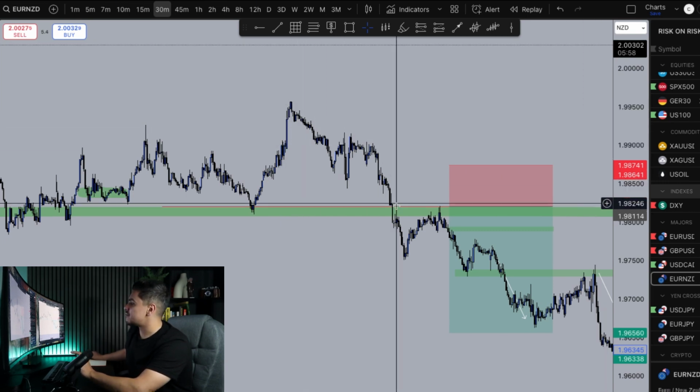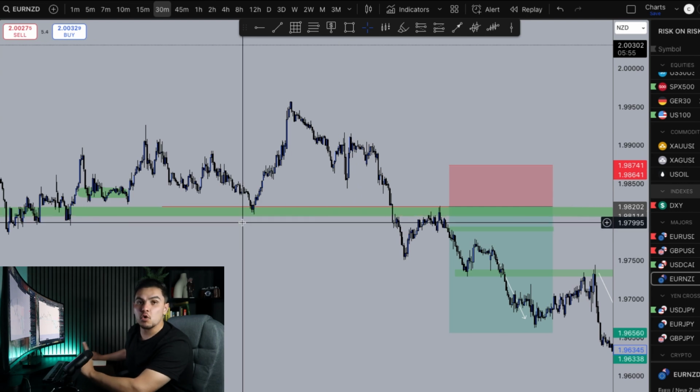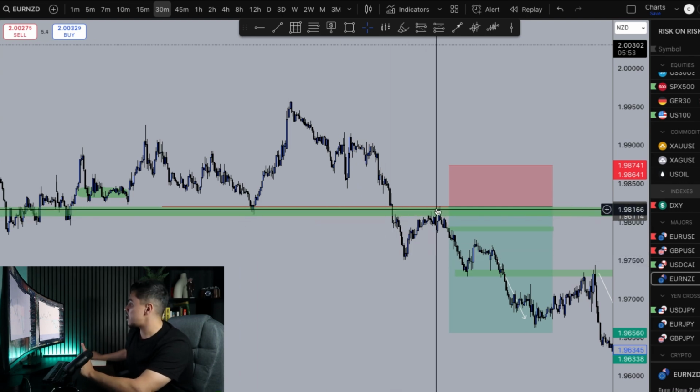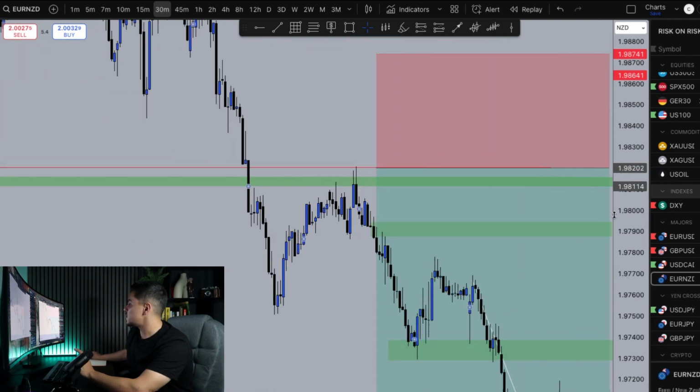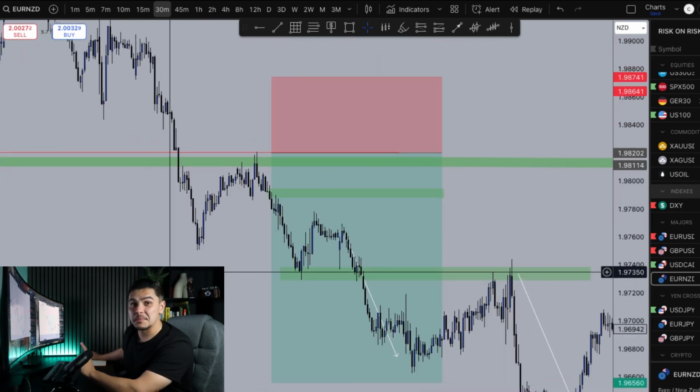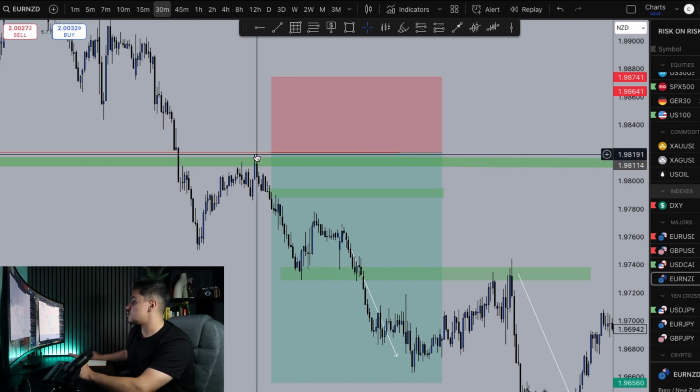And we actually had that break through the support of 198. Notice how we came back and tapped that ever so perfectly. Then we had that continuation. We were off. And I actually missed this trade. This is early hours of the morning, around 2:30 in the morning.